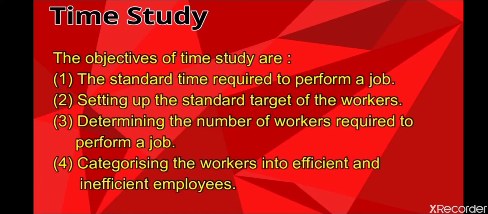The third point says determining the number of workers required to perform a job. How many workers are required to perform that particular job? If the job could be done by 2 people, then it is purely unnecessary to put more than 2 people on that particular work. Number 4, categorizing the workers into efficient and inefficient employees.